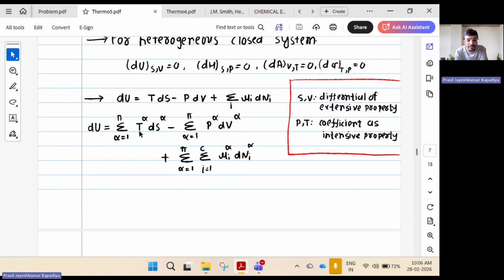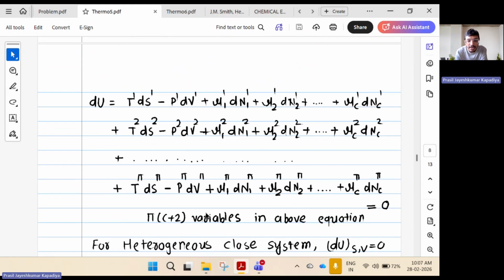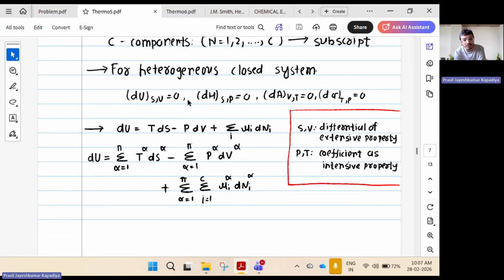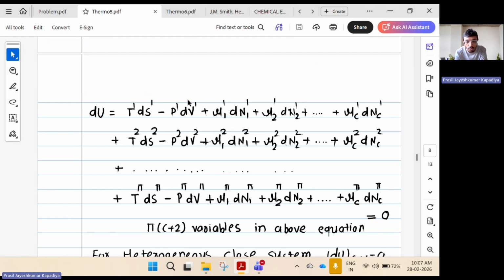So what will it be? T of pi dS of pi minus P of pi dV of pi, plus similarly mu1 of pi dn1 of pi plus mu2 of pi dn2 of pi, plus up to mu_c of pi dn_c of pi. And for this heterogeneous closed system, we see that dU of S comma V should be equal to 0. So this whole relation must be equal to 0.